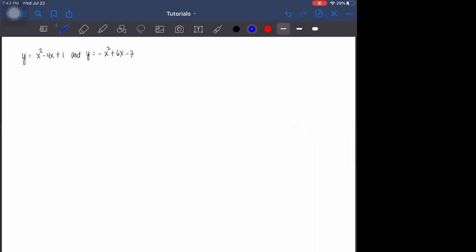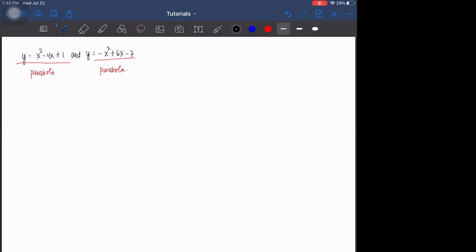So, this is a parabola. And this is also a parabola. Question: what is the shape of those two parabolas? Where does y equals x squared minus 4x plus 1 open? Or where does y equals negative x squared plus 6x minus 7 open? The first one opens up, the second opens down. It is very easy with Desmos.